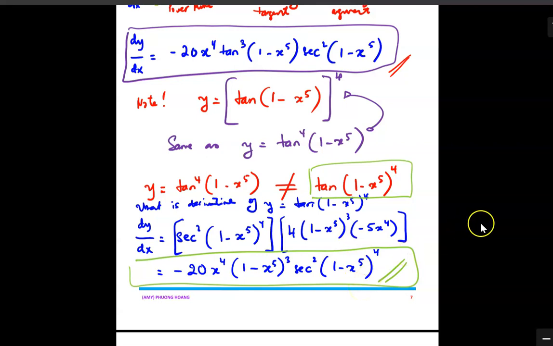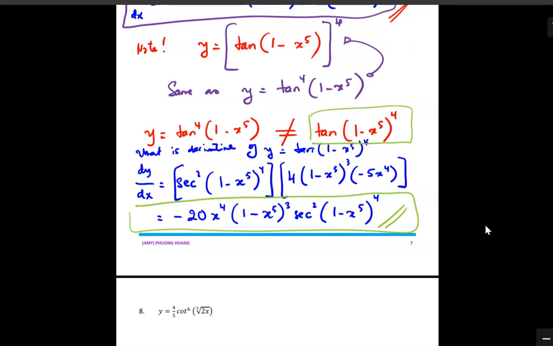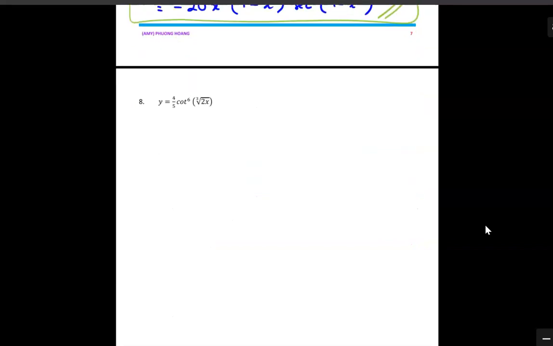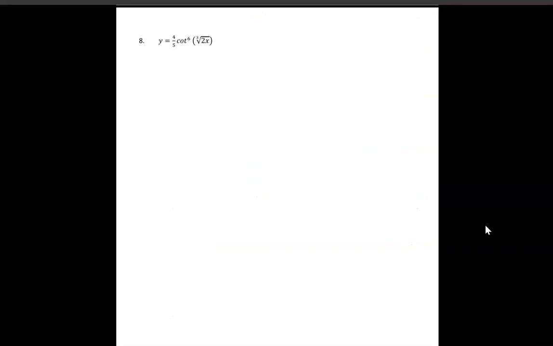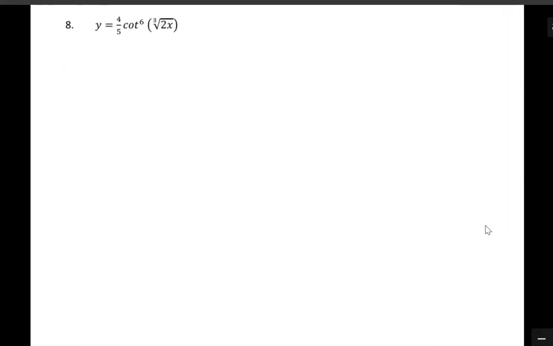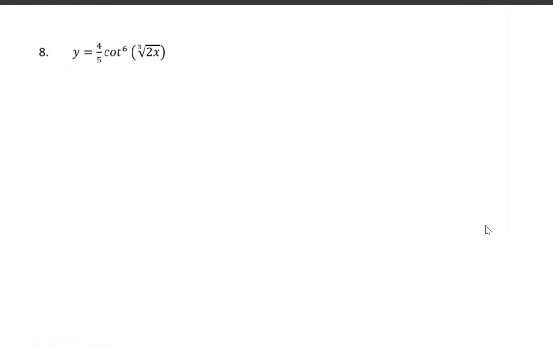Alright, so let's continue on with the next example. So the next example, what I have is number 8: y equals 4 over 5 cotangent to the exponent 6 of the cube root of 2x. Okay, so first of all, let's review what is the derivative of cotangent.